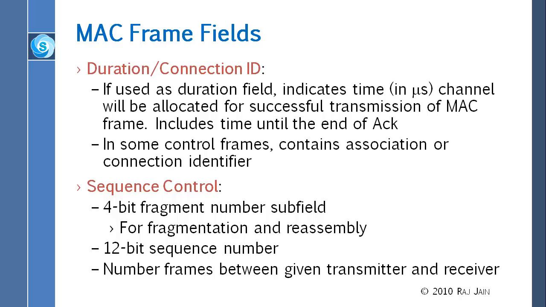The duration can be used either as a duration or it can be used as a connection ID. If it is used as a duration, that indicates the time in microseconds, and if it is a connection ID, then it just tells you what connection we are talking about here, between the stations. Then the sequence control is a 4-bit fragment number for fragmentation and reassembly. So if you take a big packet you want to send, you can fragment it and give it the fragment number, and that's what goes here. And there is a 12-bit sequence number for the frames, so it tells you this is packet number 1 and this is the fragment number 1, 2, 3, 4. Okay, so there are 16 bits total.